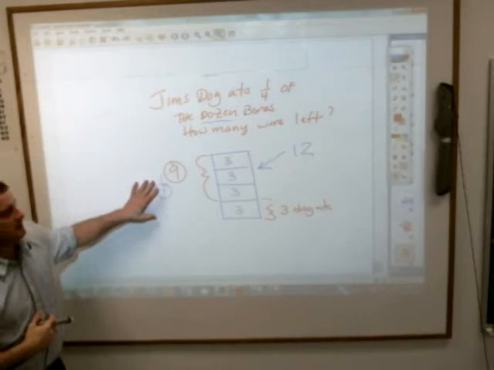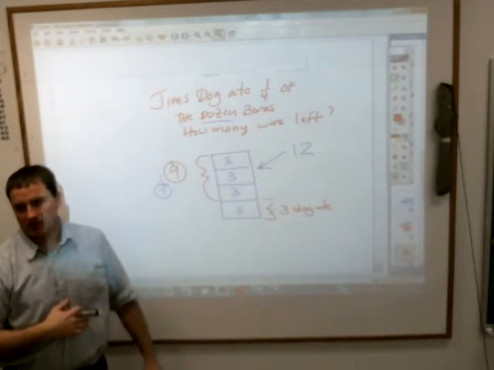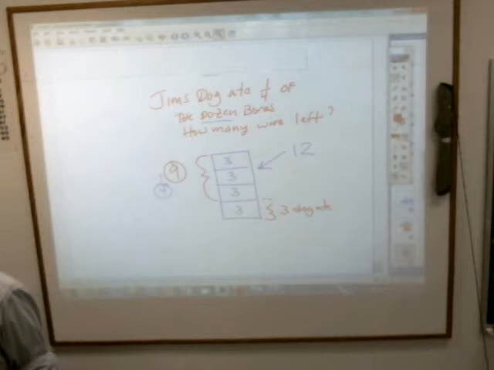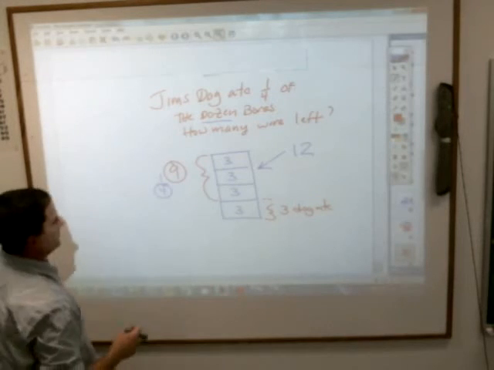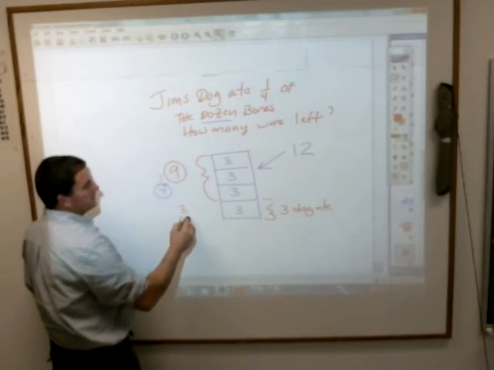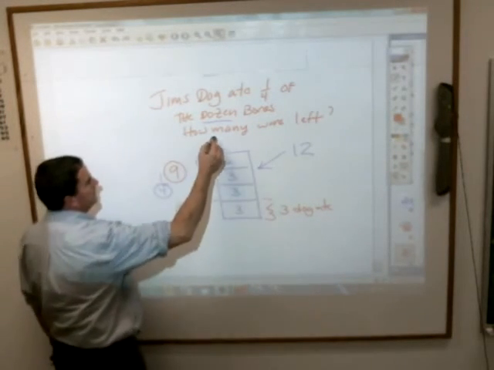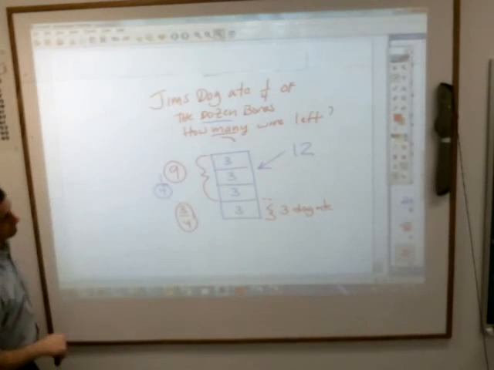But this is what I need to see on your paper, and it isn't going to take long. Did I do something wrong? Well, it asked how many. It didn't ask what fraction. If it asked what fraction were left, then by all means, yes, 3/4 would be the answer. But if they asked how many, you'd have to give the number.